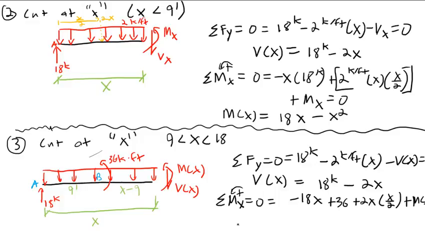And if we solve for M of x, we will get that M as a function of x is equal to 18x minus 36 minus x squared. And I'll let you copy that because we're going to go to one more cut and then we'll summarize everything.